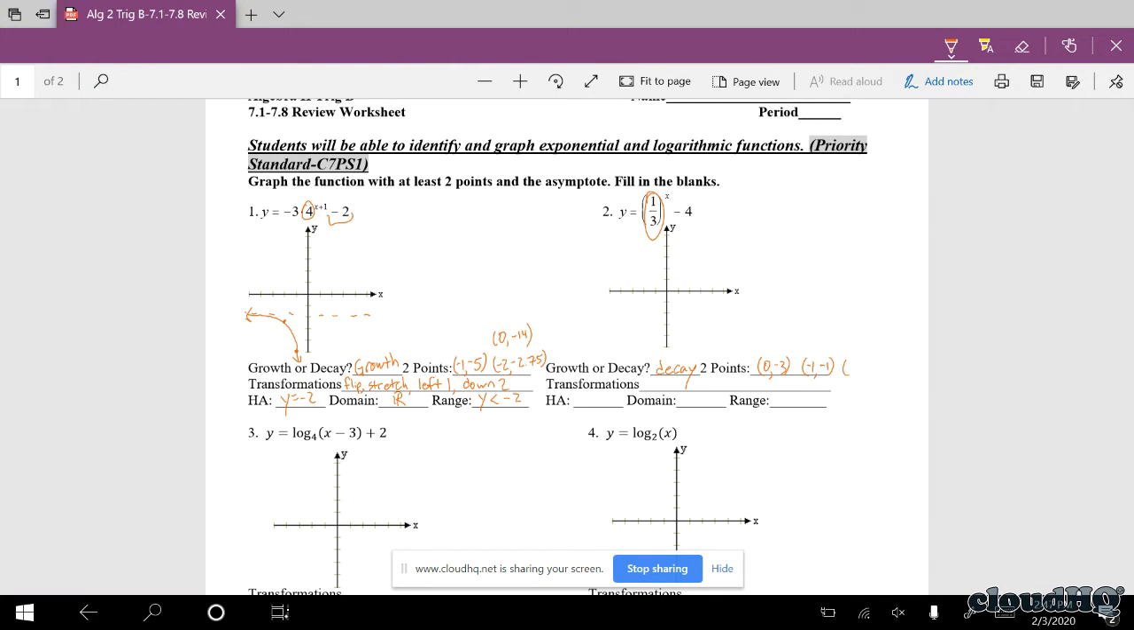If you would have preferred to go the other direction and plug in 1, that's fine. 1/3 to the first is 1/3. Minus 4, we get negative 3 and 2/3. So that's fine as well. Any of those points can be chosen.